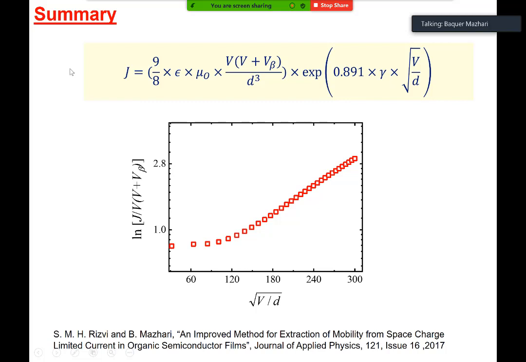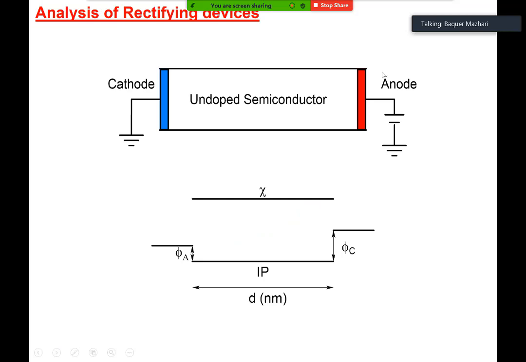All right, so that's the first part, a method for better extraction of mobility. In the next case, I'm going to take a rectifying device, where we have good hole injection from one side, but on the other side the barrier height is large, and you don't have good hole injection at all. But the barrier height could be high enough that you may have electron injection from the other side. That could happen also. But when it's an asymmetrical device, you get rectifying characteristics.